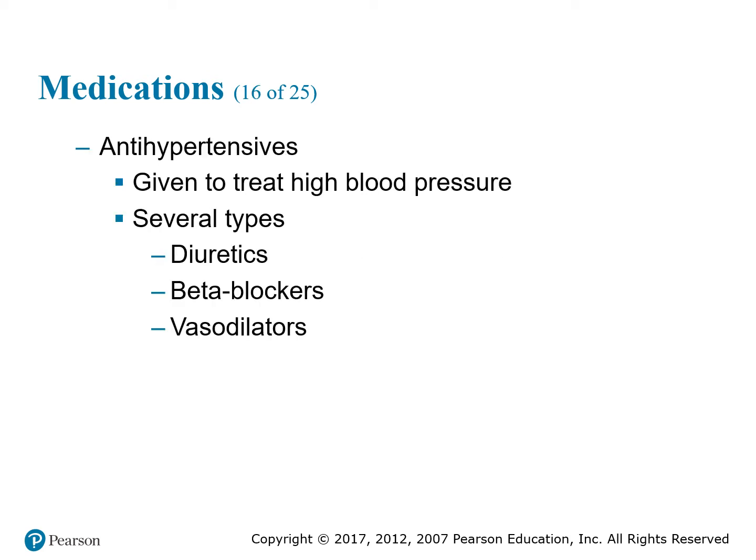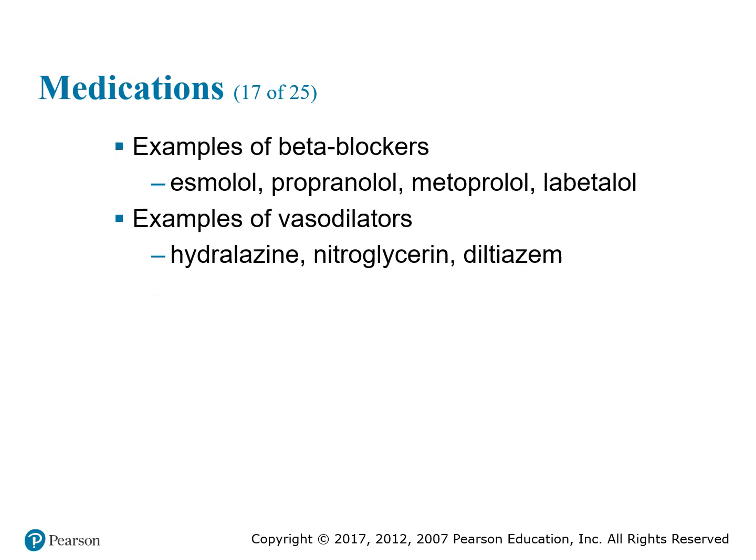Right. Antihypertensives are given to treat high blood pressure. There are several types. You have your diuretics, your beta blockers, and vasodilators. Examples of these beta blockers include esmolol, propranolol, metoprolol, and labetalol.